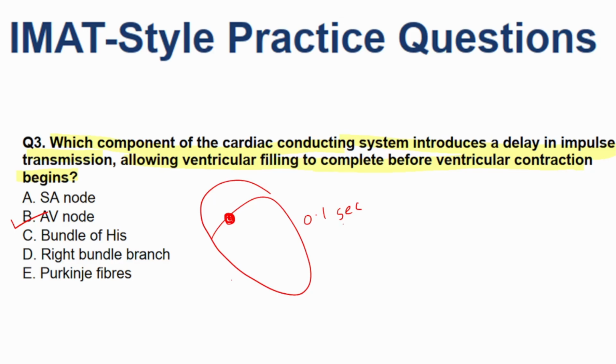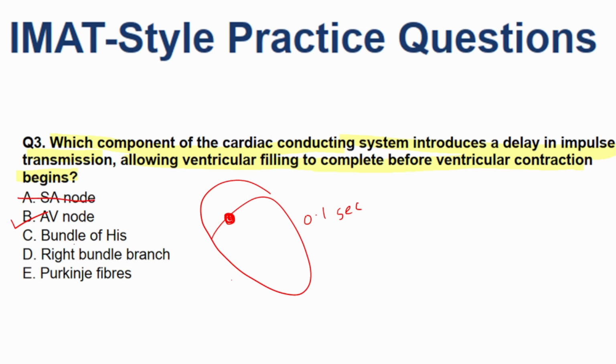It ensures the atria have enough time to finish contracting and completely top off the ventricles with blood before those larger ventricles begin squeezing. To solidify this concept, let's quickly break down why the other options are not correct. Option A, SA node, is wrong because the sinoatrial node is the heart's natural pacemaker. Its job is to initiate the action potential that sets the heart rate, not delay it.